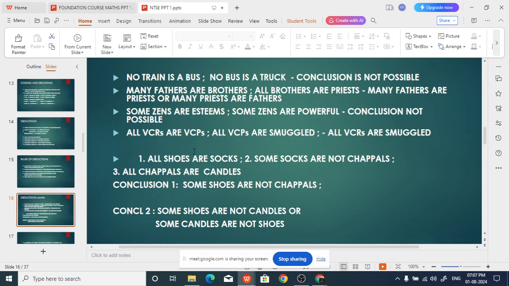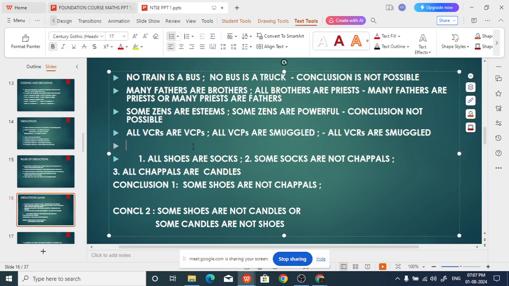Next question. Some shoes are socks. Some socks are not chappals. Some chappals are candles. Here they have given three statements. We have understood that only two statements are needed for a conclusion to be drawn.